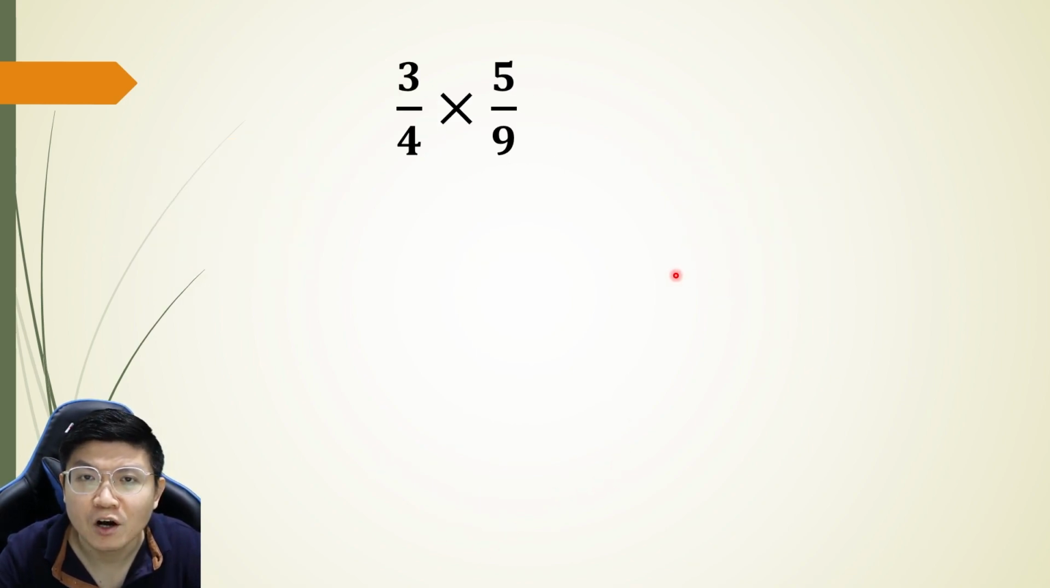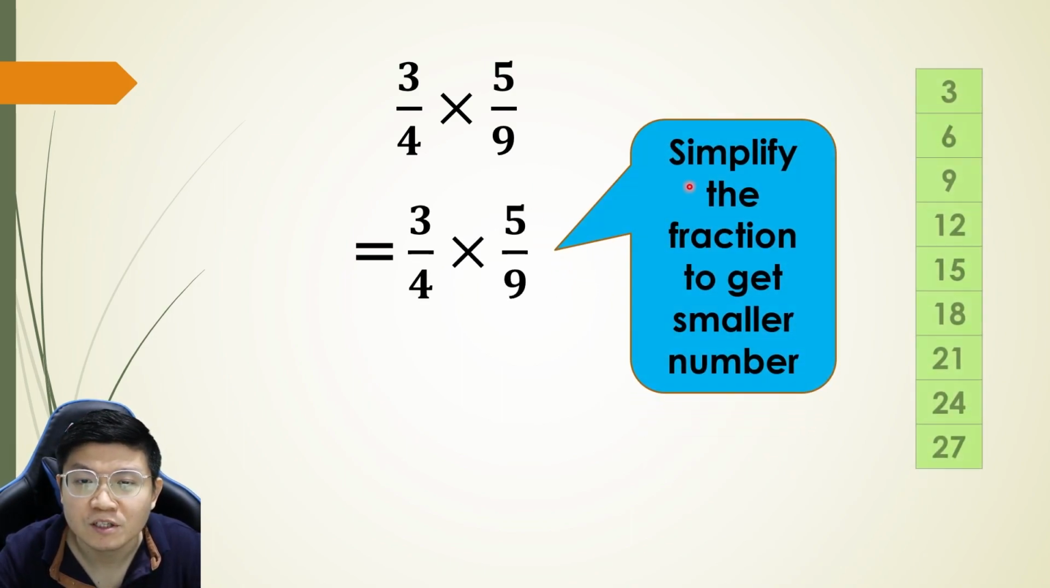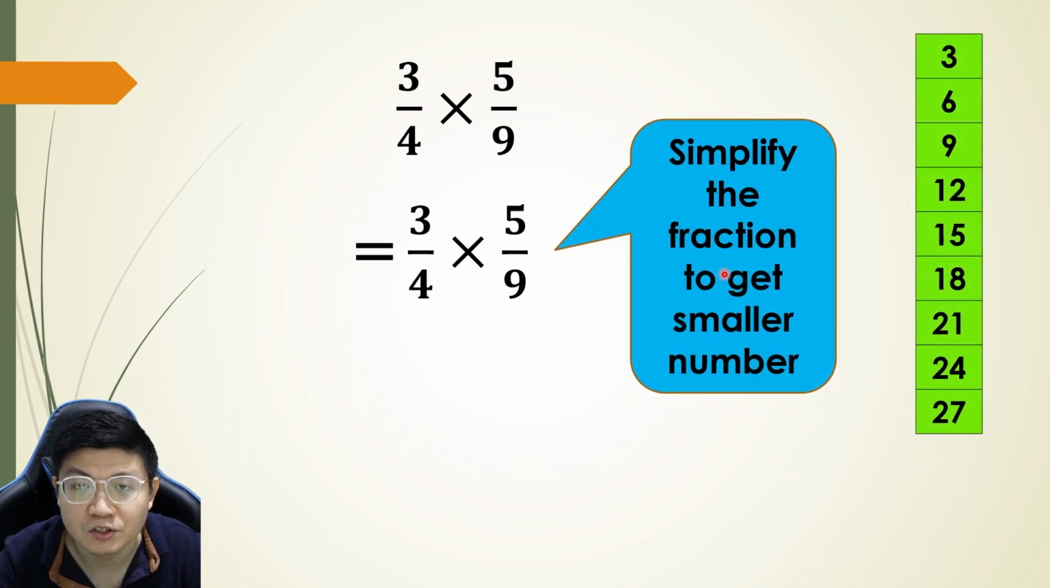Next, 3 over 4 times 5 over 9. So these two actually are proper fractions, yeah? So next, we try to simplify the fraction to get a smaller number. Yes, when you are doing multiplication, we try to simplify the numbers before we do the multiplication because we want to get the numbers smaller. If not, when you multiply, the number is getting bigger. Then it is hard for you to do the simplification later.